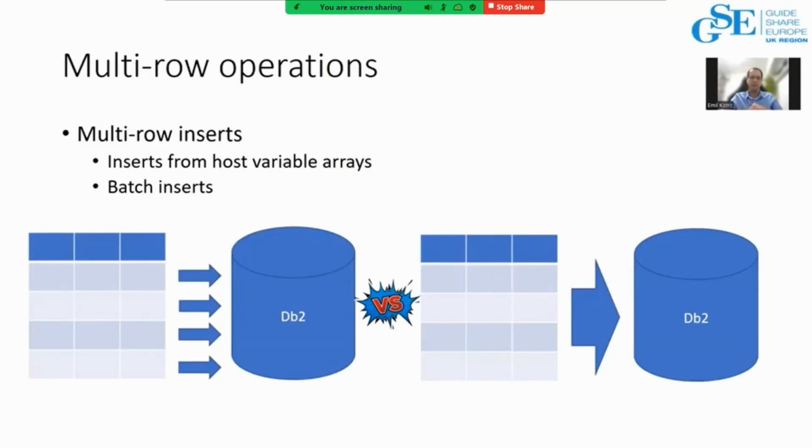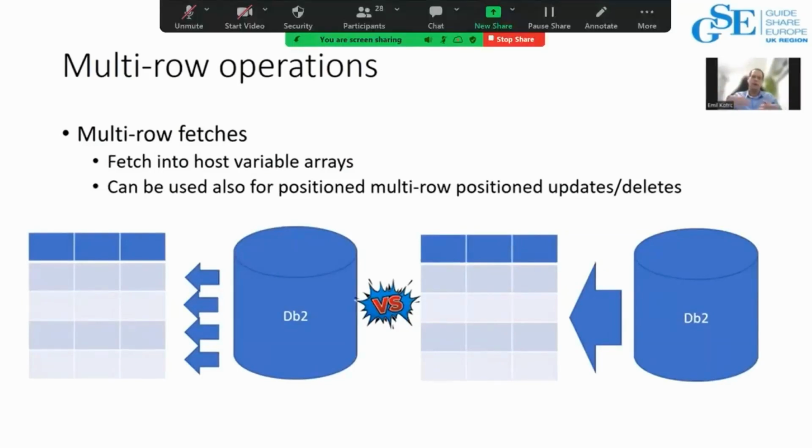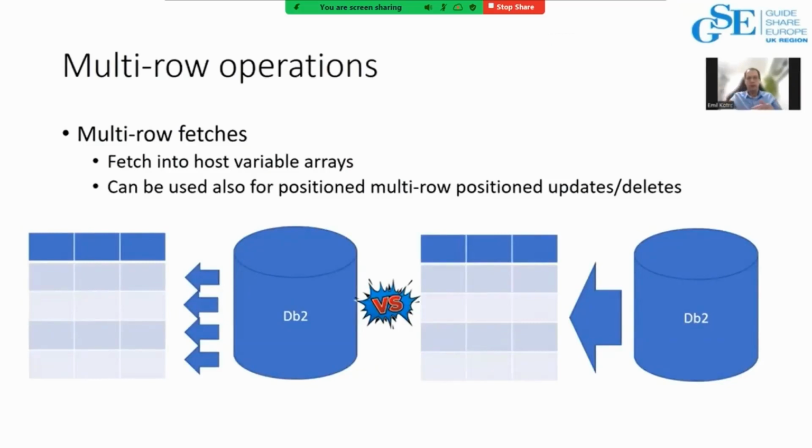On the other hand is multi-row fetch, and that's the opposite operation, right? I'm fetching into host variables or host variable arrays. And it can also be used for positioned operations like updates and deletes. I will explain later. Again, on the left hand, you see a single row operation. I'm fetching one row after another. I will fetch the first row, the second row, the third row, and so on, one by one. So I will call fetch for every single row.